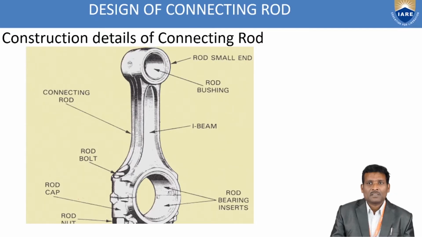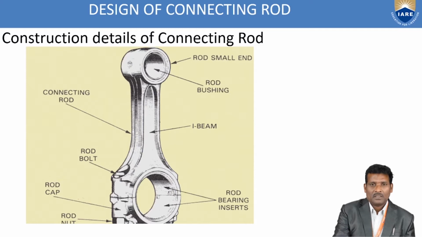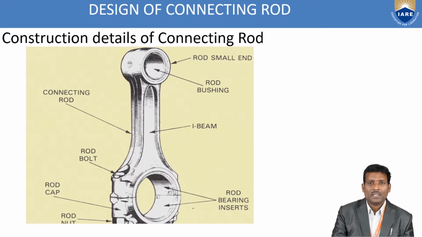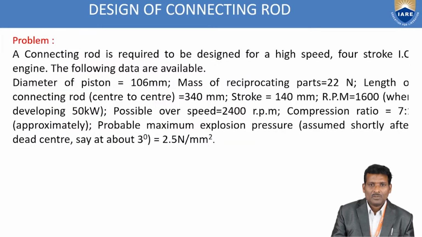The construction details of the connecting rod were already discussed in the previous session, so once again we will see. Here the connecting rod has a small end bearing, a big end bearing and a shank. The important components are the small end, big end and shank. The shank is an I section.